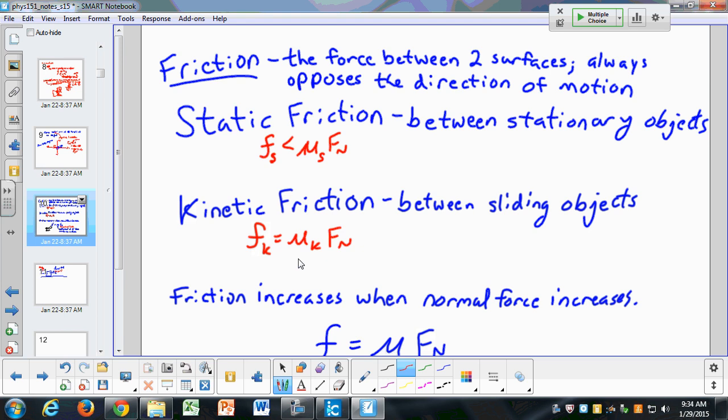And no matter how fast you go, your kinetic friction basically stays the same. Now that's not all the time true. Like if you go really fast, things heat up and your kinetic friction can change. But as far as we're concerned, it's going to stay the same.